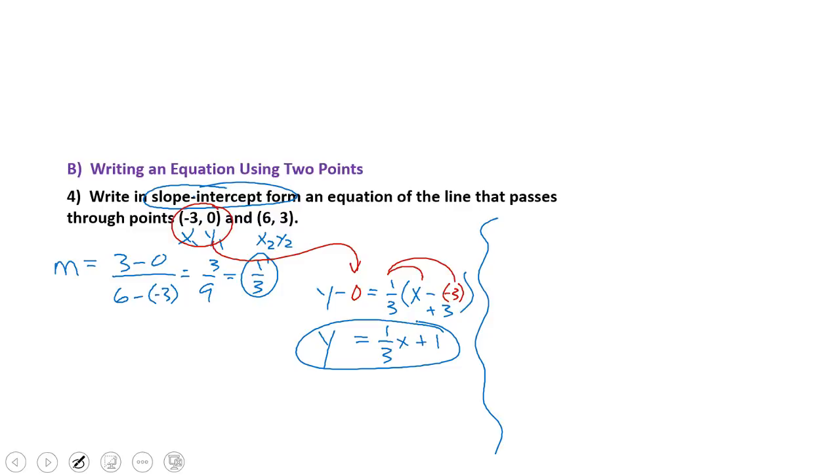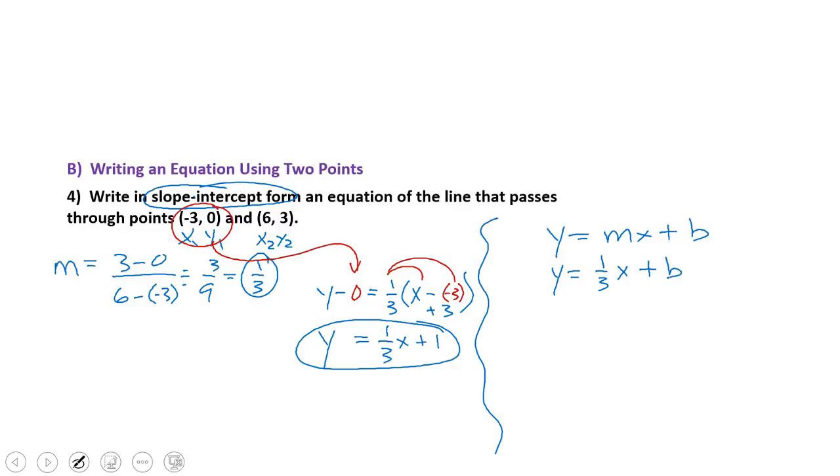slope and a point. And you're probably thinking, well, how can I do that? And I'm going to show you. Of course, the first thing we have to do is find the slope, and we've done that. We found the slope of 1/3. So we can start to write y equals mx plus b, the slope-intercept form. So I'm going to write y equals, I already know my slope, 1/3 x plus b.